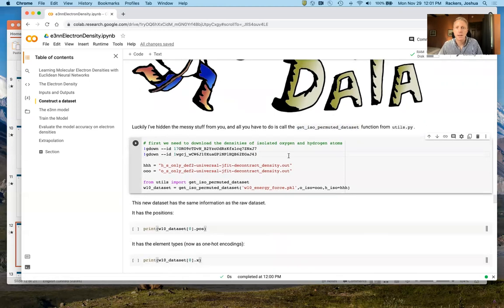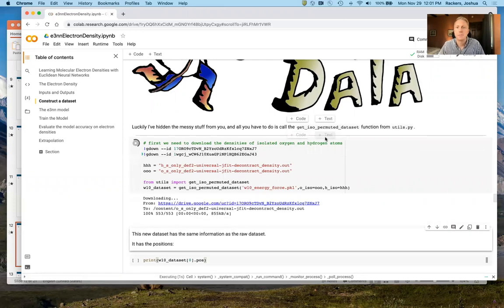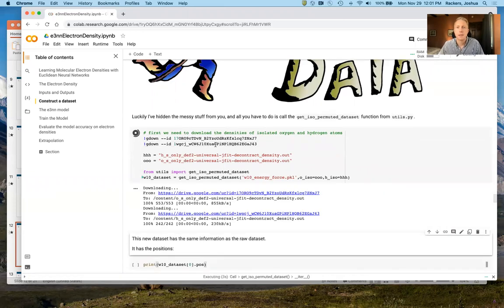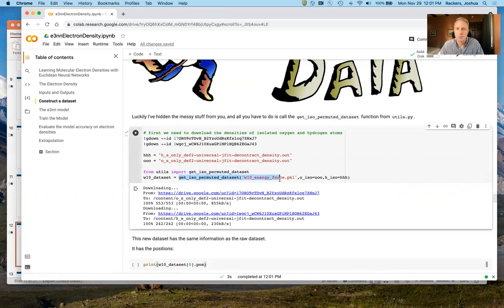The first thing that we're going to need to use with this utility is the densities of isolated oxygen and hydrogen atoms. So rather than learn the full density, we're going to subtract away the density of isolated atoms from each atom, if that makes sense. So what we end up learning is a delta, a difference between the isolated non-interacting density and the full density. So here we're calling this get iso permuted data set.